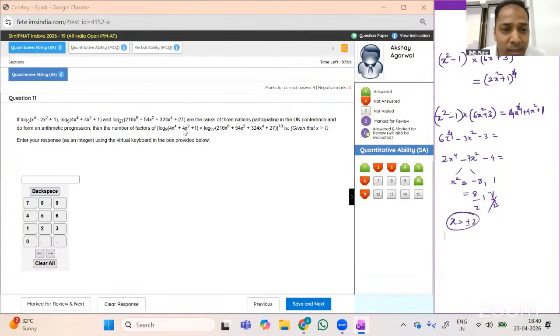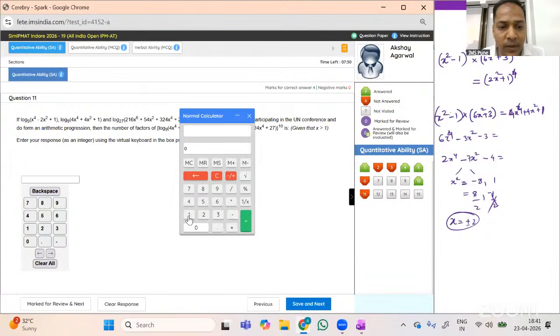So basically this is log of 81 to the base 9. The first term is log of 81 to the base 9. That's 2. Log of 729 to the base 27 is also 2. So 2 into 2 is 4. 4 raised to the power 10, I'll use the calculator. 4 raised to the power 10 is what I'm getting.